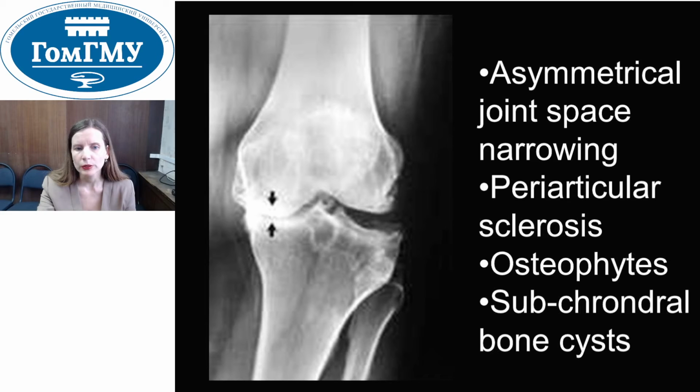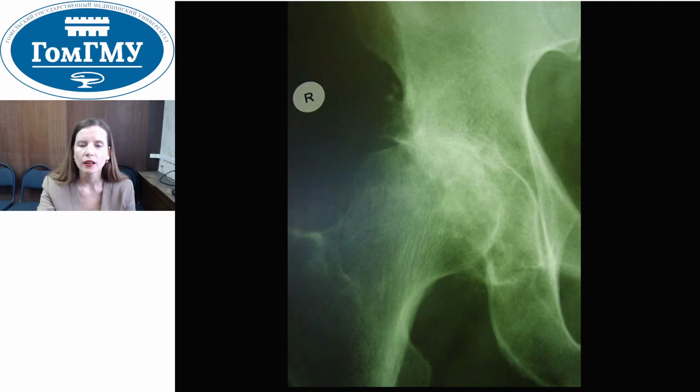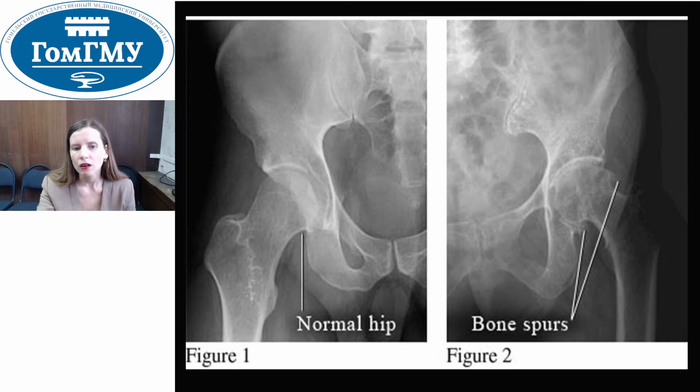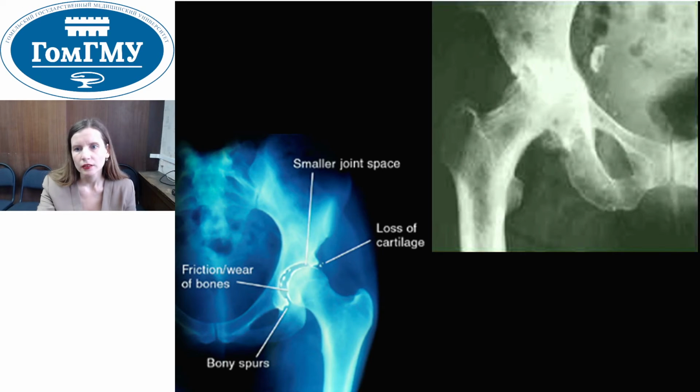And also we can see asymmetrical joint space narrowing and periarticular sclerosis, osteophytes formation, subchondral bone cyst in this X-ray. Osteoarthritis of hip joint also, approximately absent space between hip joints and pelvis, hip bone, and pelvis. Also, we can see osteophytes here. Deformity absent. It's a fourth stage of osteoarthritis of right hip joint.